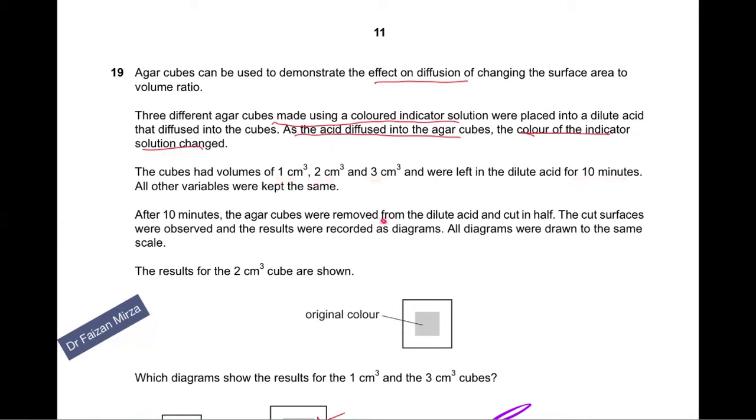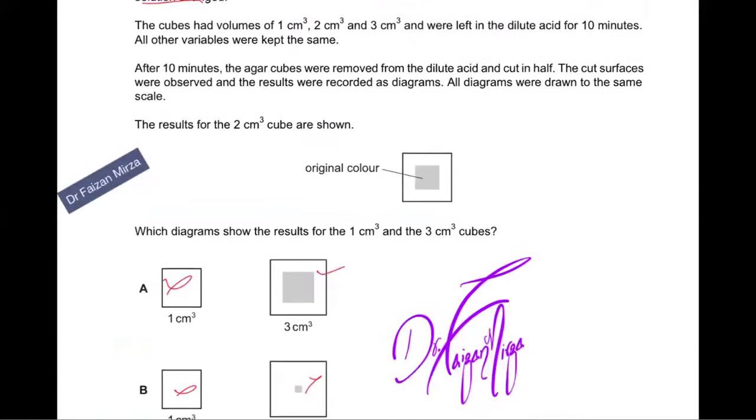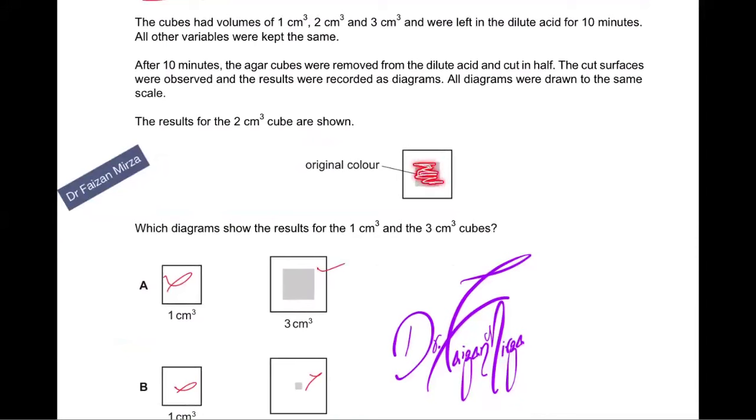After 10 minutes, the agar cubes were removed. They were cut in half. The cut surfaces were observed, and the results are recorded in the diagrams. All diagrams were drawn to the same scale. The result of the 2 cm cube was shown. So this is the 2 cm agar cube, and this is the original color that you can see inside. As the acid moves in, this color will keep on decreasing.